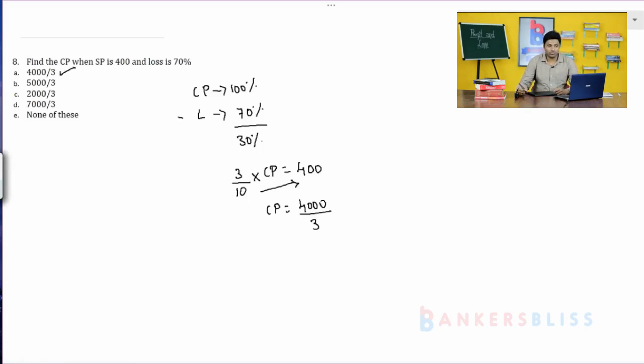Very simple problem. You subtract the loss percentage and you get 30%. So 30% is nothing but 3 by 10 of the cost price, that is 400. Cost price is 4000 by 3. So option A is the right answer for problem number 8. Okay, so let's go to the next problem, problem number 9.